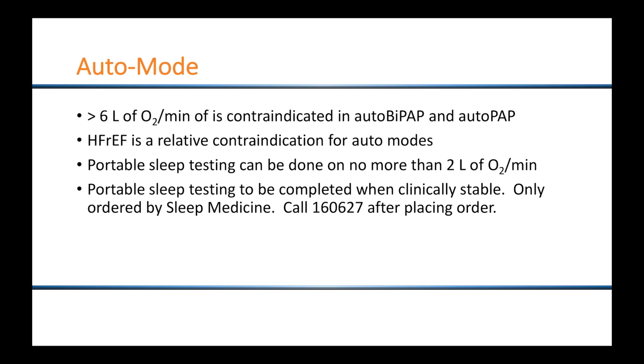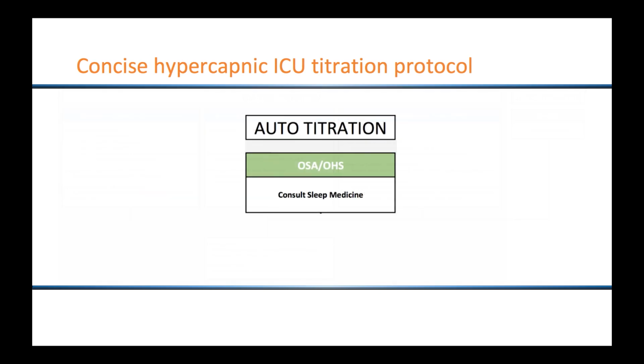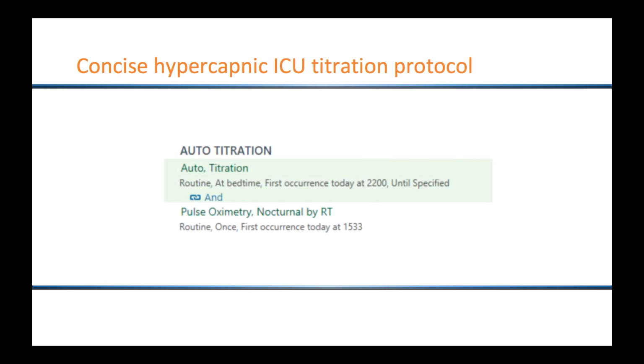In addition, portable sleep testing is to be completed when the patient is considered clinically stable, and it is only ordered by sleep medicine. Sleep medicine will call 160627 to let the RT know that the sleep study order has been placed. The actual order is an auto titration order, which is linked to a pulse oximetry nocturnal, which is performed by the RT.